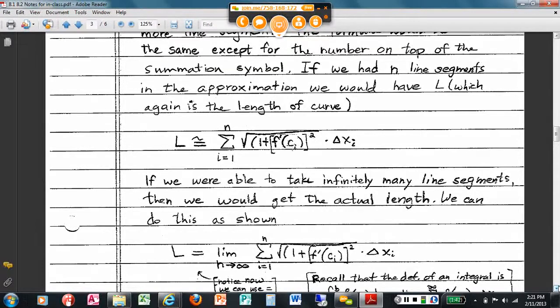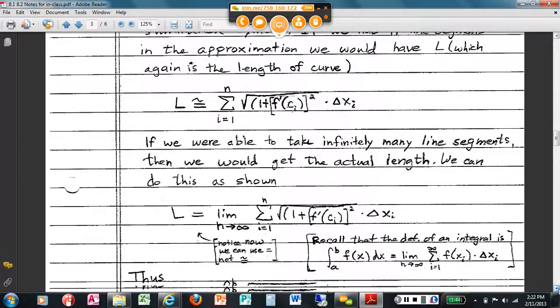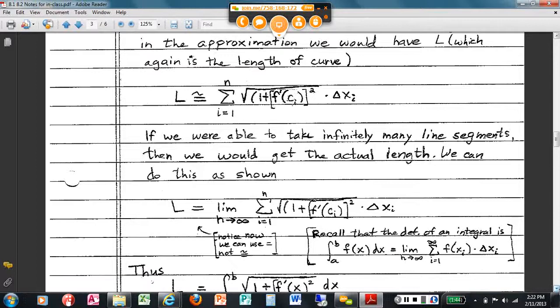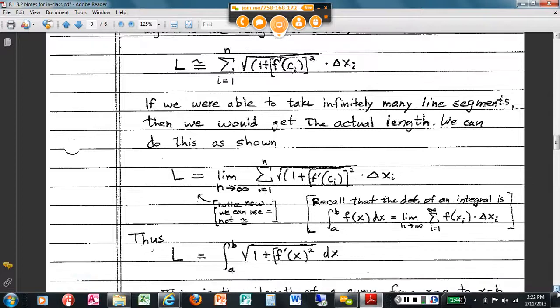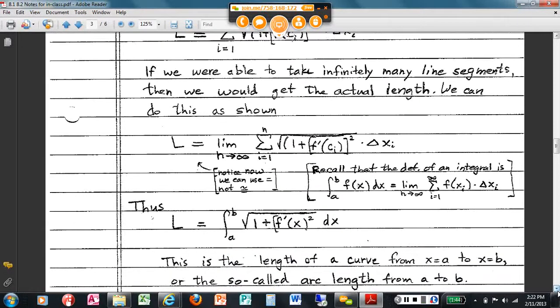Well, what is this right here? That's the integral. We haven't seen that in a while, but that is the integral definition, isn't it? This stuff right here, n goes to infinity, sum from 1 to n. That's the integral, the integral from a to b. Notice we've gone from an approximation now to an equals because we're doing infinitely many. But this is just the integral. Recall that the definition of an integral from a to b is the limit as n goes to infinity.